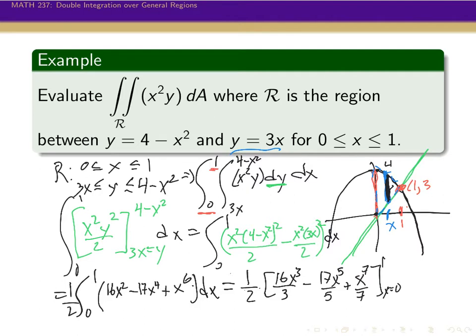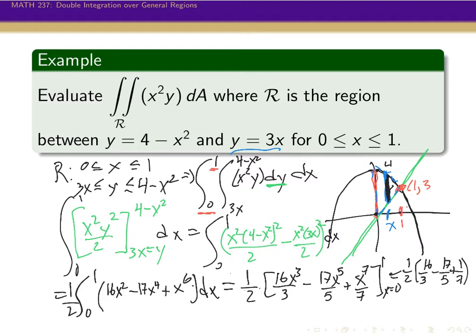If I plug in zeros, everything disappears. And so this is left with 1/2 times 16 over 3 minus 17 over 5 plus 1/7. Whatever that is. Okay.